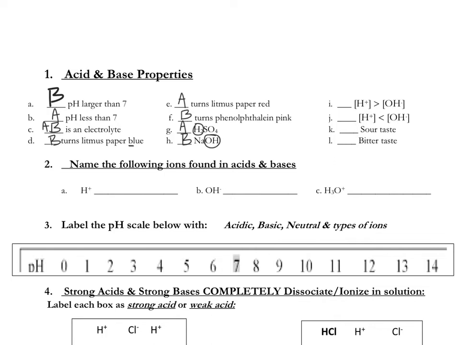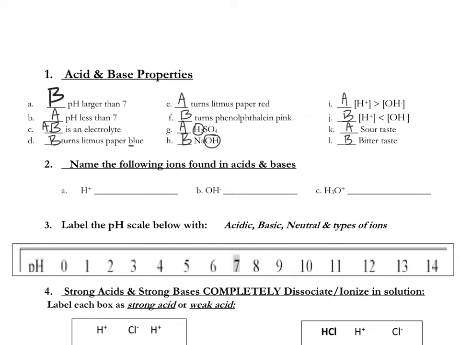Okay, letter I. This says the hydrogen ion concentration is greater than the hydroxide ion concentration. So we know that acids have more hydrogens than they have hydroxides. And J says hydrogen ion concentration is less than the hydroxide concentration. That indicates a base. Substances that are sour are acids, and substances that are bitter are bases.